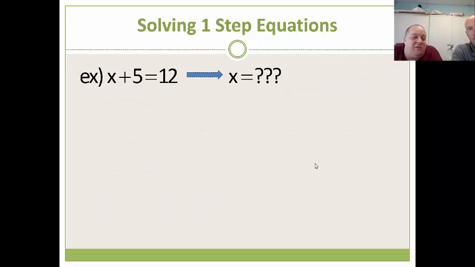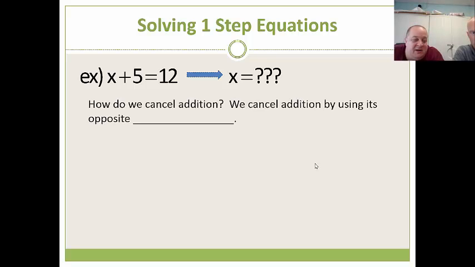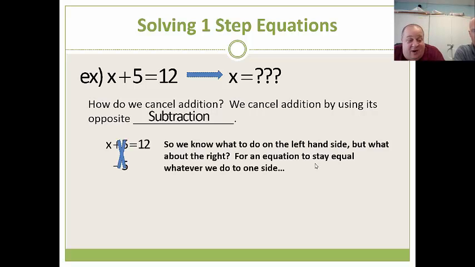So let's look at solving one-step equations. We have a problem, x plus 5 equals 12, and we want to find out what x is. Now you might be able to look at this right now and say, come on, I got that easily. But we need to show you the steps to make sure you really understand it. So how do we cancel the addition? We cancel addition by using its opposite, which is subtraction. So if we subtract 5 from the left side, we've got to subtract 5 from the right side.